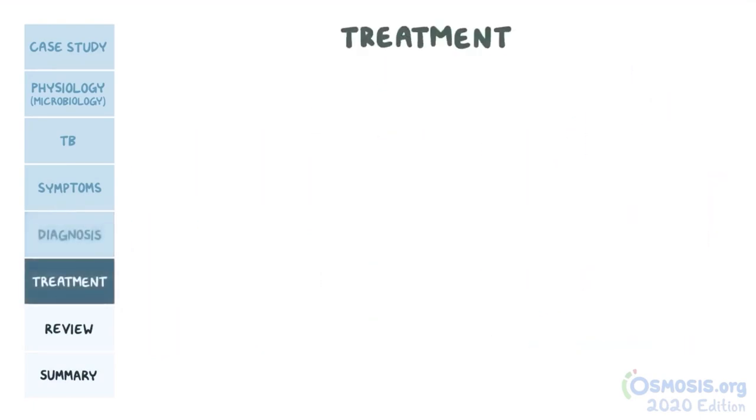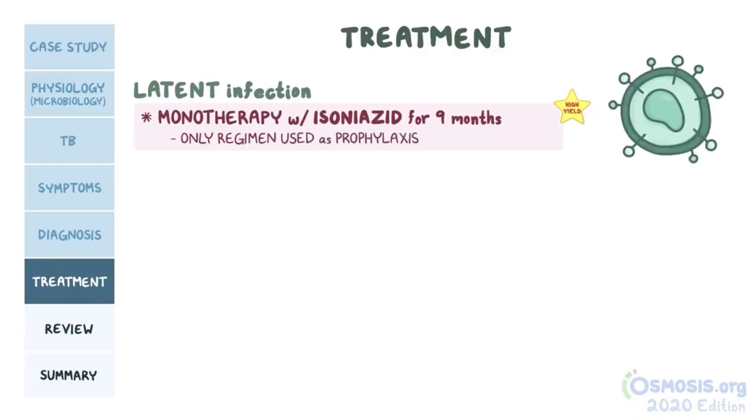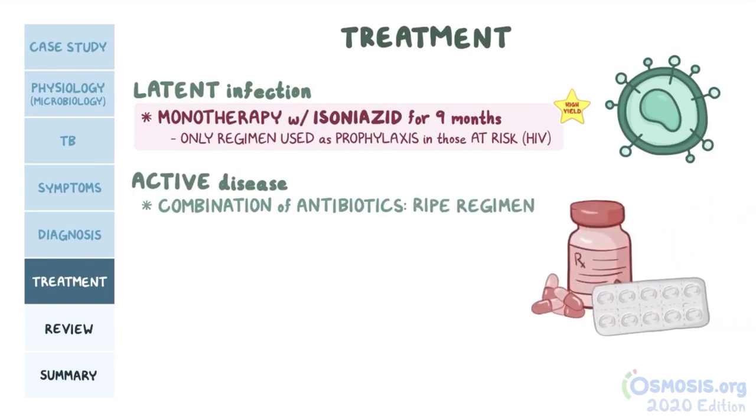Now let's look at treatment. Latent TB infection typically involves using monotherapy with isoniazid for 9 months. Monotherapy with isoniazid for 9 months is also the only regimen used as a prophylaxis against TB in those at risk of developing the disease, especially in individuals with HIV. Treatment of active TB disease is typically done through a combination of anti-TB antibiotics called the RIPE regimen, which consists of rifampin, isoniazid, pyrazinamide, and ethambutol.